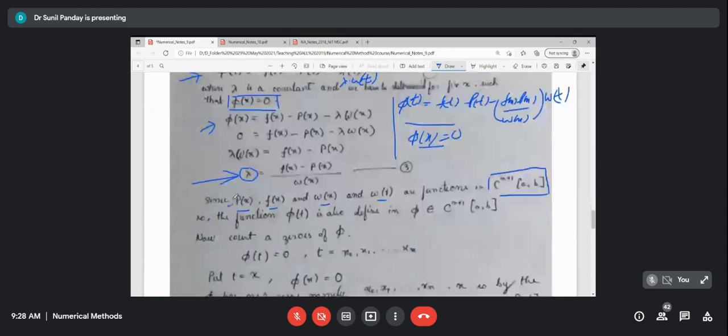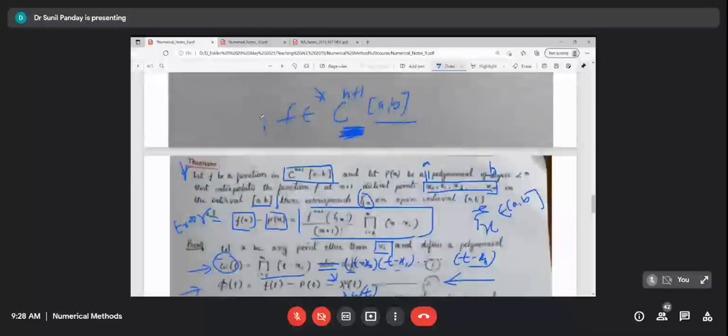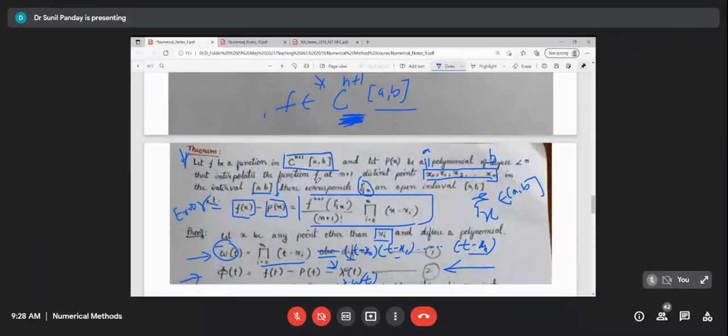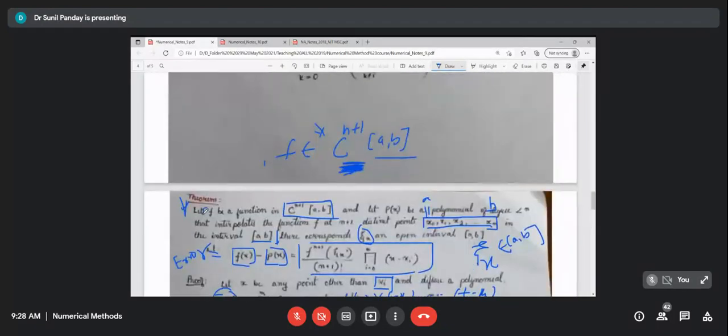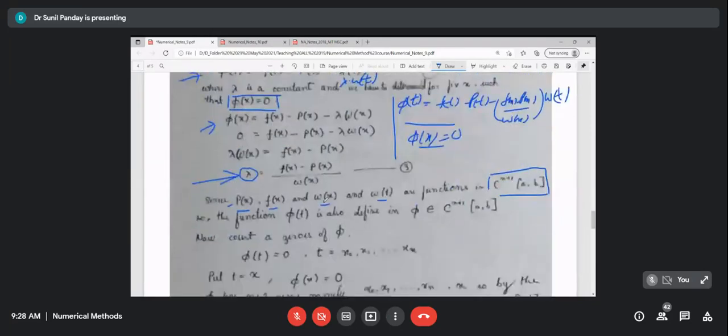So since this is actually p(x), we have already assumed it belongs to this set. Now this f(x) is the assumption of the theorem that f belongs to this. But what about p(x)? Why are we saying p(x) also belongs to this? Because p(x) is a polynomial, and you know that polynomials are continuously differentiable. You can differentiate them. So p(t) being a polynomial, it is also continuously differentiable up to n times.